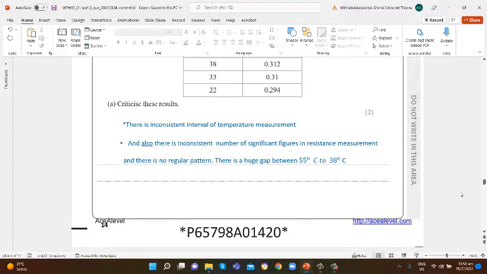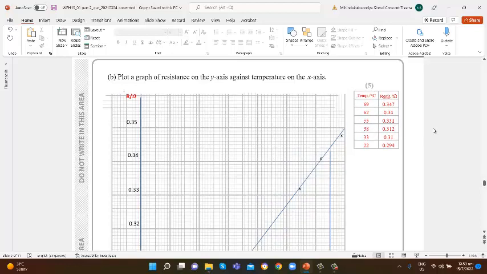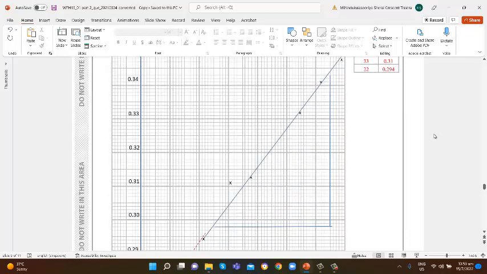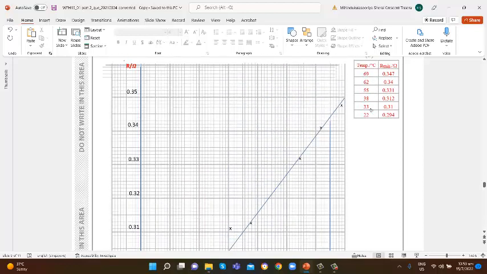Now part B. Plot a graph of resistance on the y-axis against the temperature on the x-axis. They have given the table, and I just brought it forward for you to understand. Now you have to plot nicely. When you are plotting, I always tell you to put a light cross without putting a dot. You have to put a cross. Here I have put a cross, and after marking, draw the best fit line.